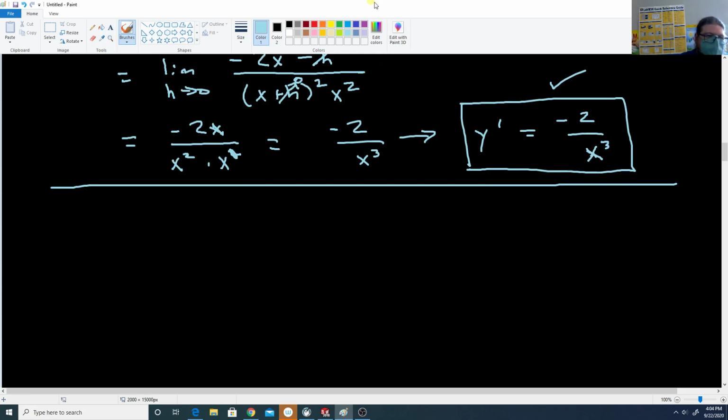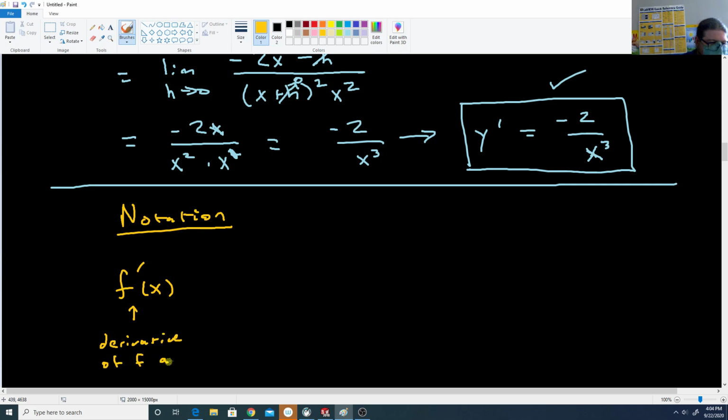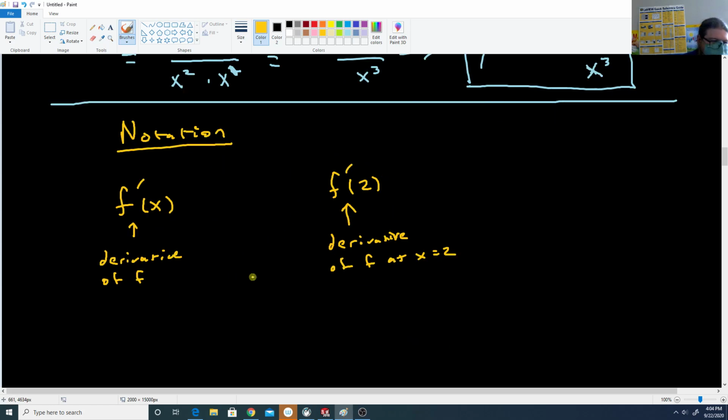Okay, so we need to talk about some new notation now. So I'm going to look at notation. We've talked about the notation of, say, f prime of x, and this represents the derivative of f. That's just the derivative of f. If we looked at something like f prime of 2, this would be the derivative of f at x equals 2. This is usually called prime notation.